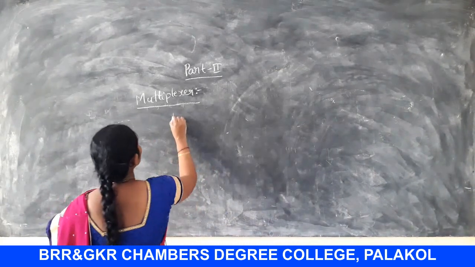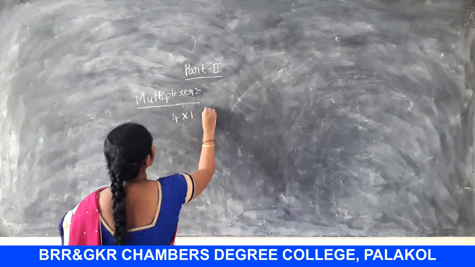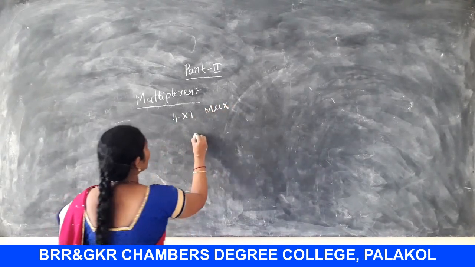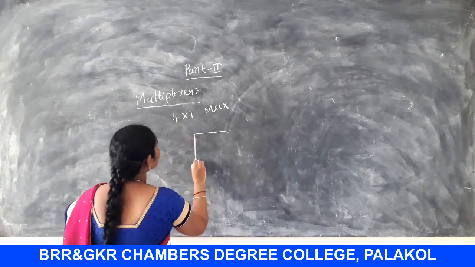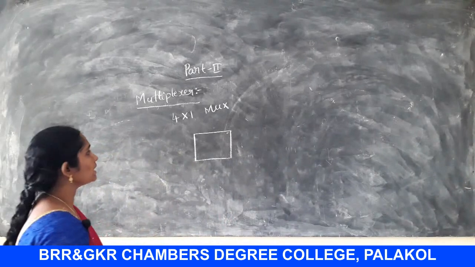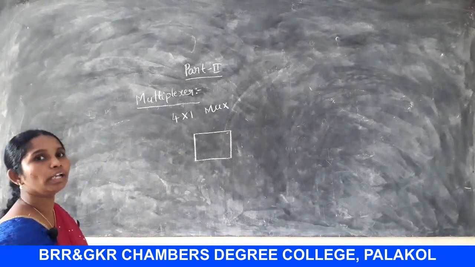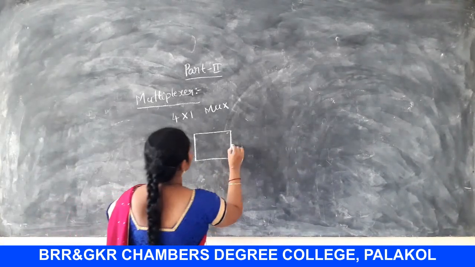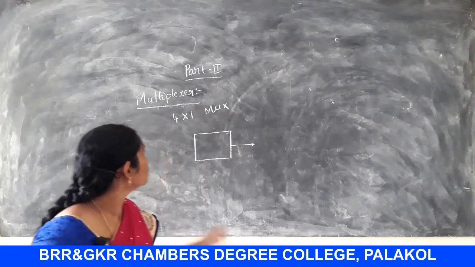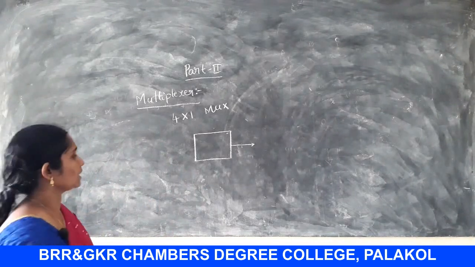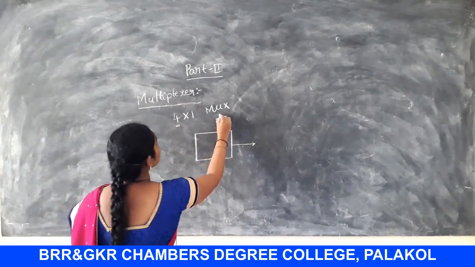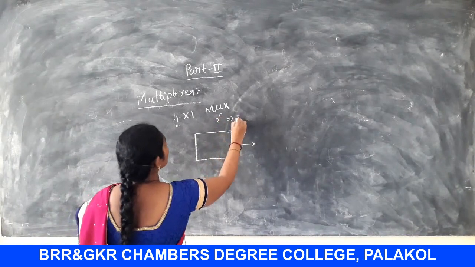So the 4x1 multiplexer. The meaning of this is we have to apply 2 power n number of inputs, and it will produce only a single output. The 4 cross 1 multiplexer: this 4 is written as 2 power n, that is nothing but 2 square.